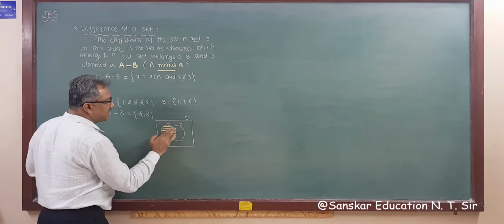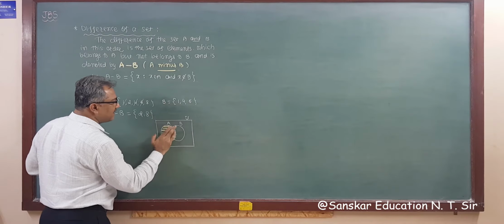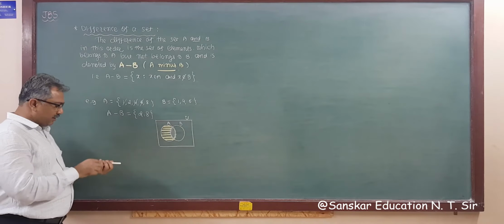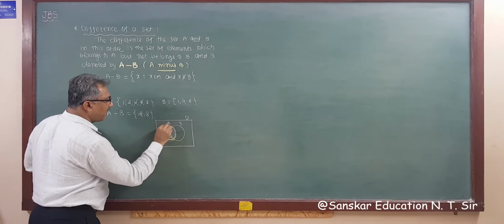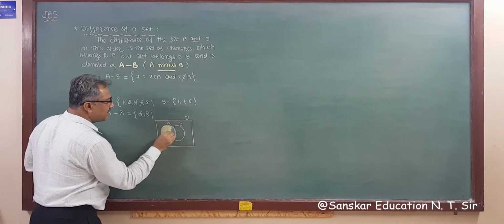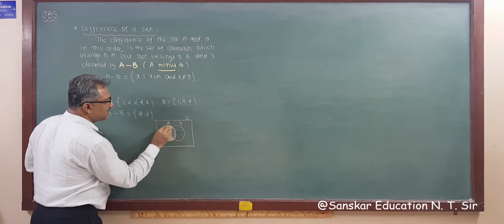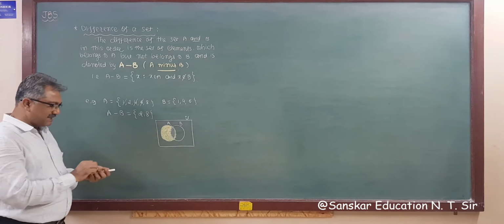That means if we delete these elements, then these are not in A now. All elements of B are deleted. So this yellow shaded set is called the difference of A and B. So this set is your A minus B.